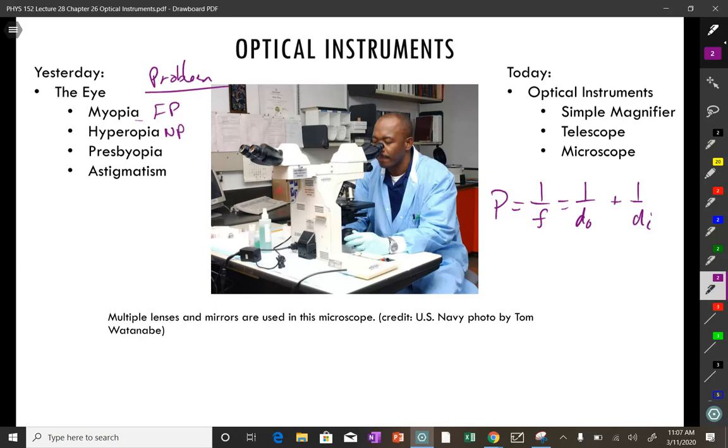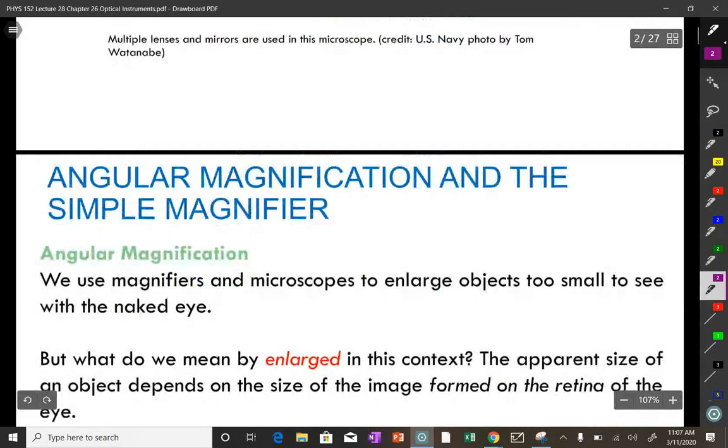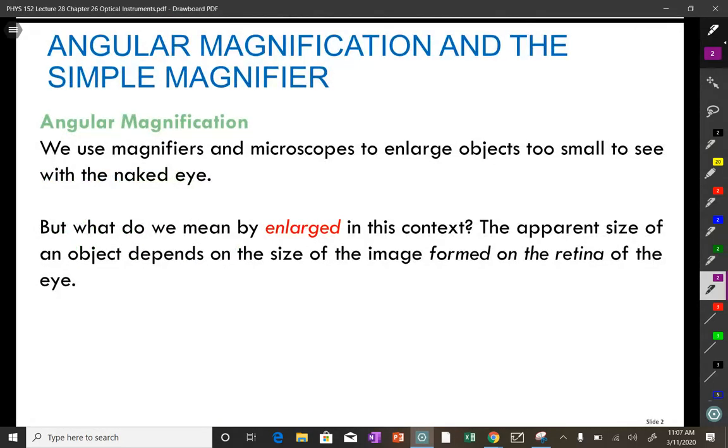Today we're going to talk about simple magnifiers, telescopes, and microscopes, although I have the order of these two reversed. We'll talk about microscopes first, then telescopes. So angular magnification is the first thing we need to talk about.